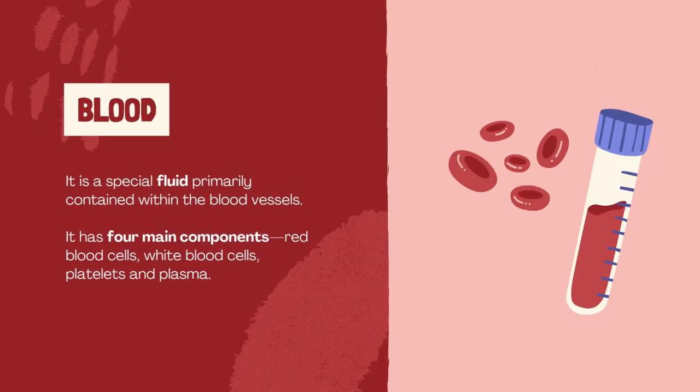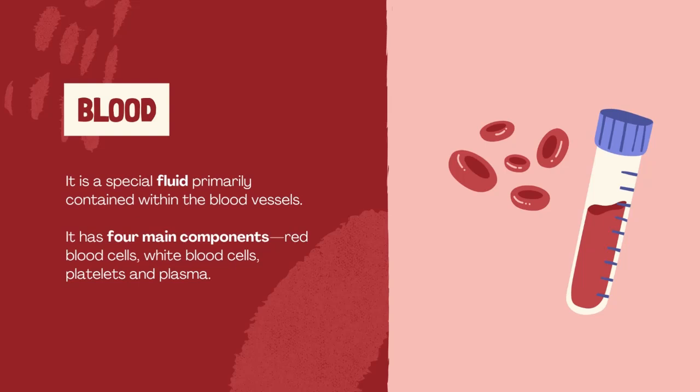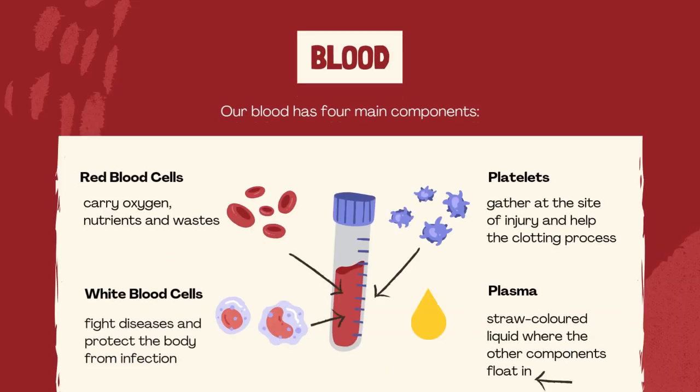Blood. It is a special fluid primarily contained within the blood vessels. It has 4 main components: red blood cells, white blood cells, platelets and plasma. Blood. Our blood has 4 main components.